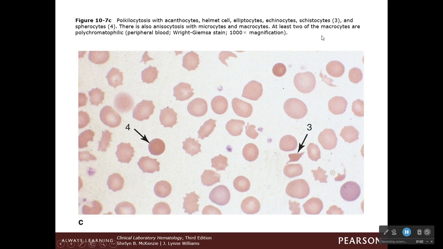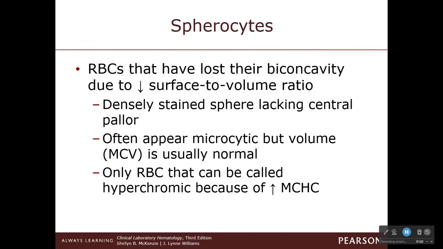Okay, schistocytes. See a lot of schistocytes in burn patients for some reason because they've lost that outer skin covering, and so like they're prone to like dehydration and those kind of things, and so it affects the shapes of their red cells. Okay. All right, spherocyte.